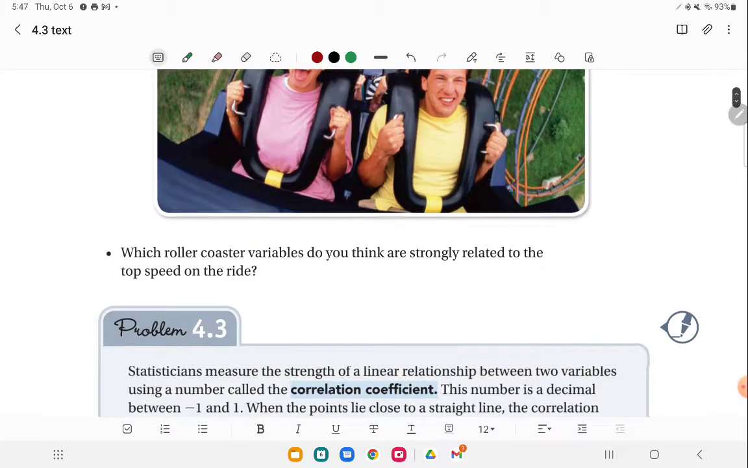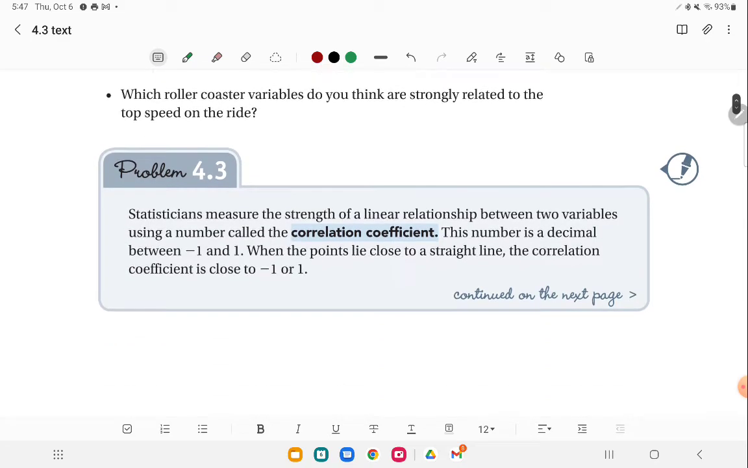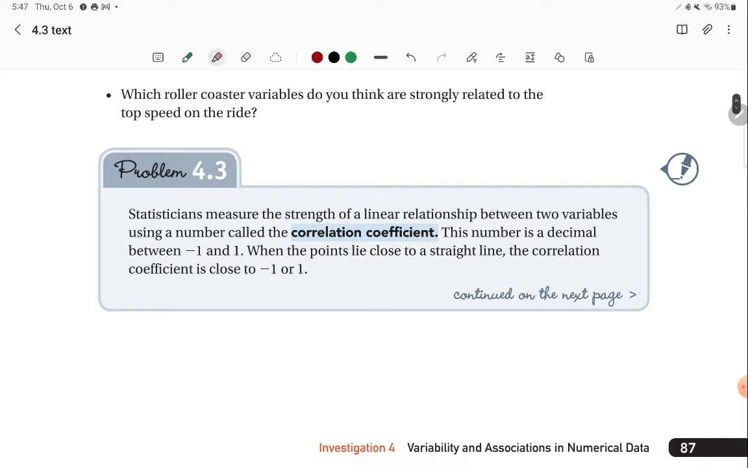One of the big questions we're going to be looking at is which roller coaster variables do you think are strongly related to the top speed? So what makes a roller coaster go fast? And one of the definitions that we're going to be looking at is this thing called a correlation coefficient. Make sure you write this down in your notes.